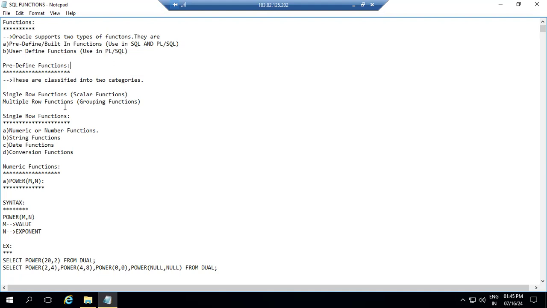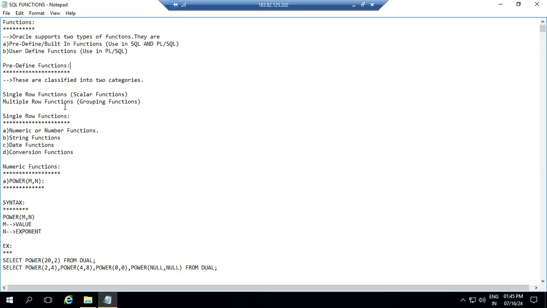Coming to single row functions: these functions return a single row or group of values. Under single row functions we have four types. First, numeric or number functions, also called math functions. Next, string functions, also called character functions, used with characters. Next, date functions. Next, conversion functions.